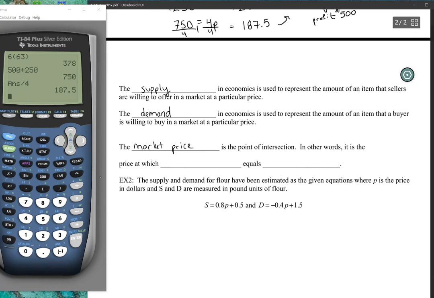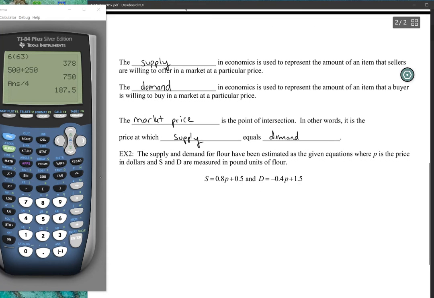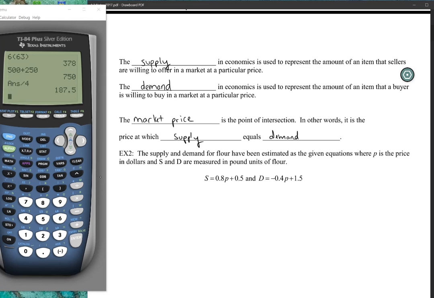Okay, so there's been a lot of talk recently with all the vaccines and everything coming out about their supply and the demand. There's a big old equation somewhere out there dealing with this. Okay, our example here, the supply and demand for flour, they've been estimated as these here, and they're measured in pounds, units of flour. So basically we have our supply equation and the demand equation. The question is, what is the market price?